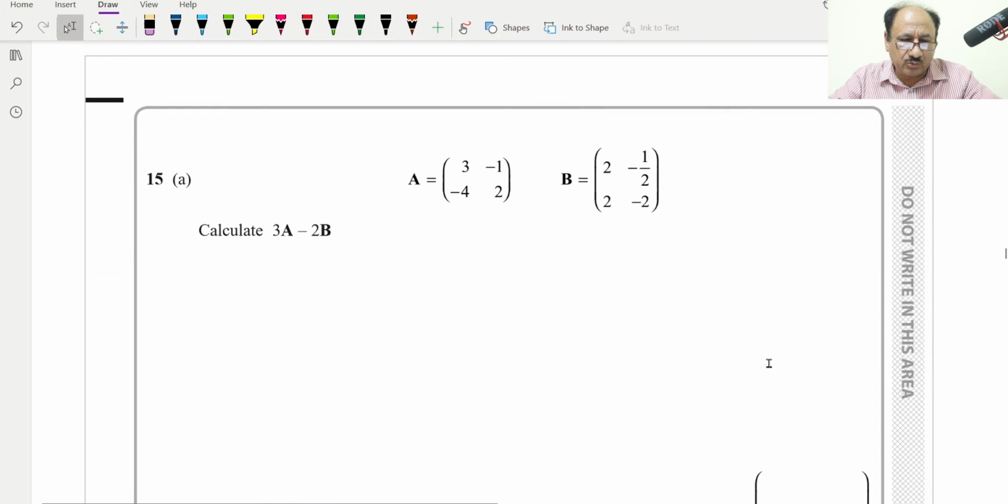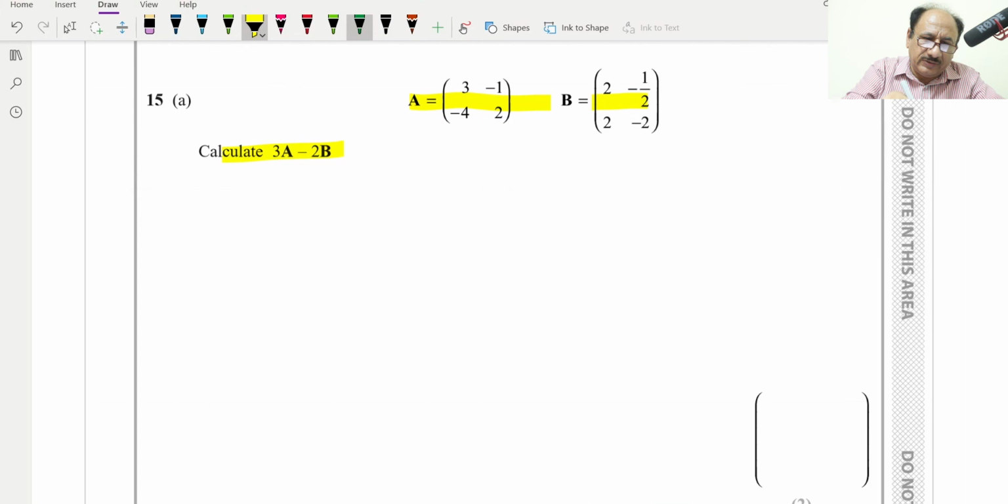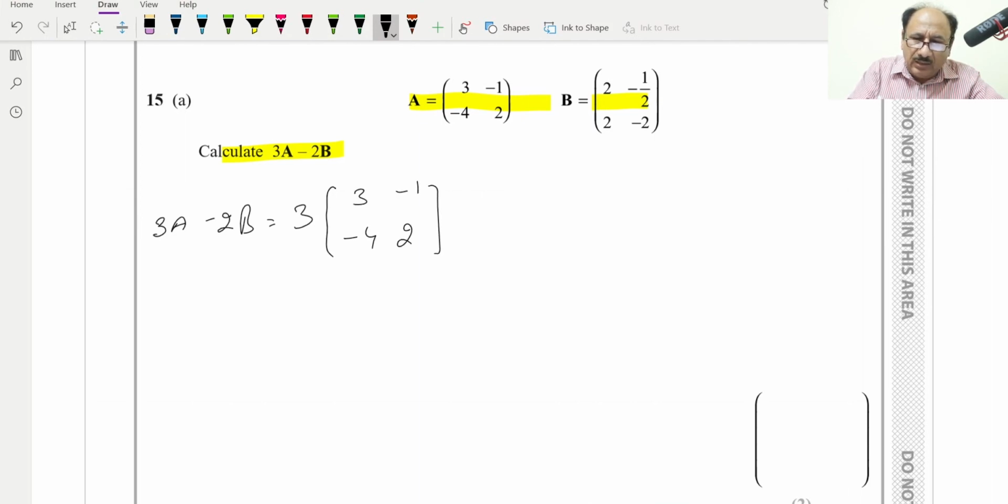And next is question number 15. Question number 15 is a matrices question. A and B are provided, and we have to calculate 3A minus 2B. So we can write 3A minus 2B is equal to 3 into A, which is 3, minus 4, minus 1 and 2, and minus 2 into B, which is 2, minus 1 by 2, and 2 and minus 2.